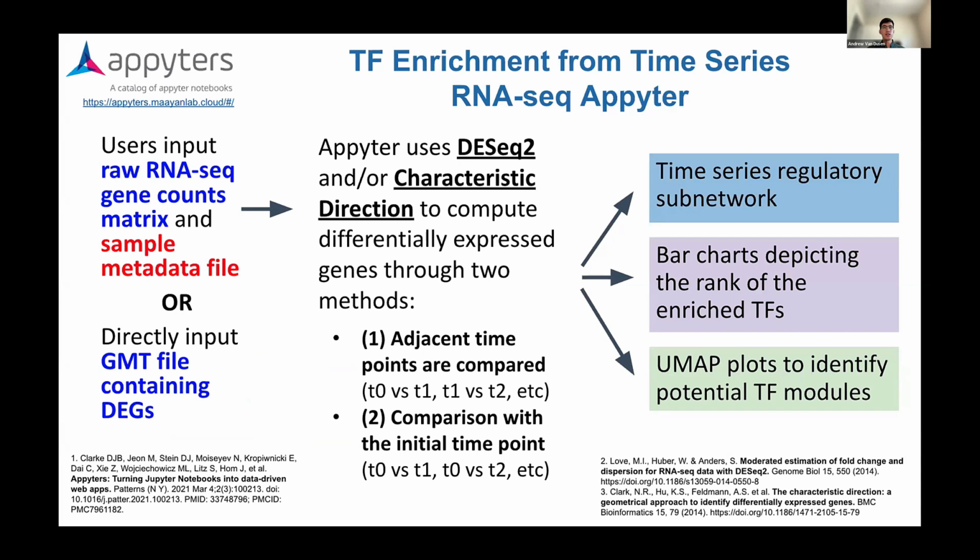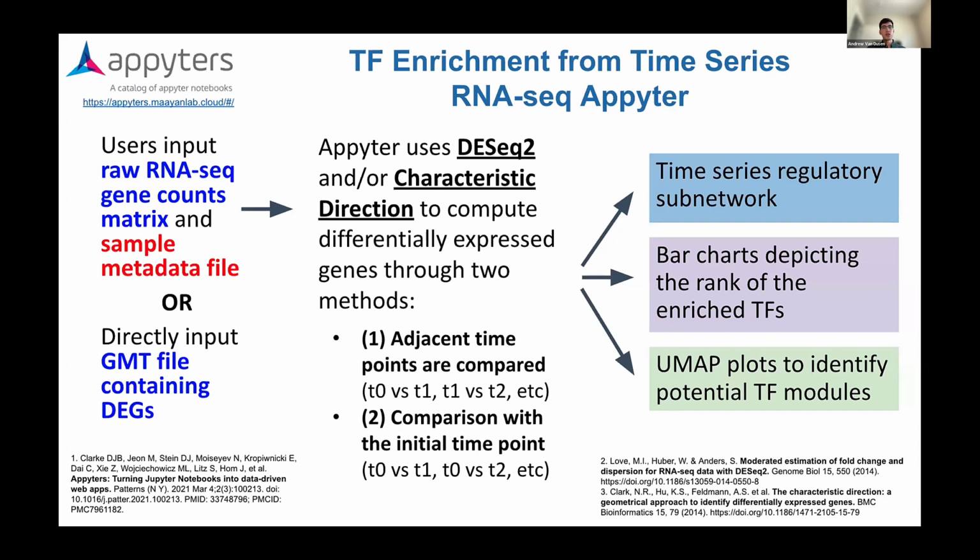I also implemented these analyses into a software application developed using the Appyter platform, which was made by the Ma'ayan Lab to enable users to rapidly develop bioinformatics pipelines. The Appyter that I developed works by enabling users to input a raw RNA-seq gene counts matrix and a sample metadata file describing which time point each sample was taken at. However, users can also directly input a GMT file containing DEGs, and the Appyter will move directly to visualization.